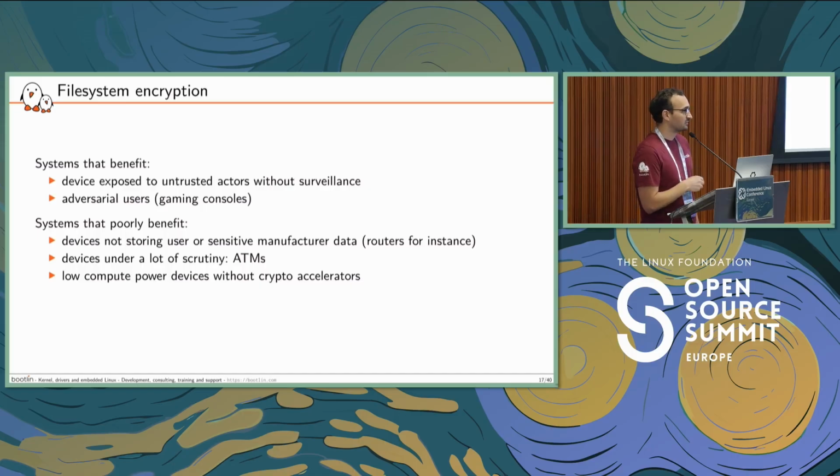Another place where it's useful is when you don't actually trust your users. And that's not that uncommon. One big example of this is gaming consoles. Gaming console manufacturers tend to think that their users might want to compromise their system to do all sorts of things and run all sorts of software that shouldn't be run on there. And so this is one possible use case.